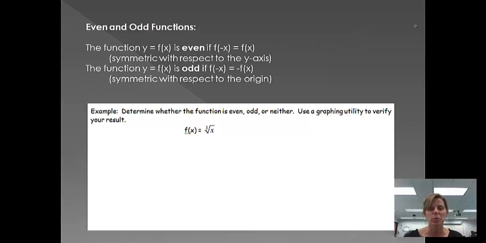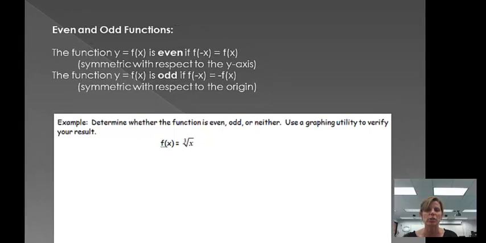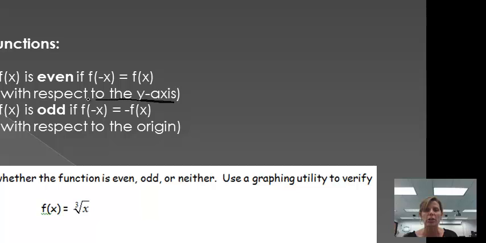Even and odd functions, we actually have been dealing with even and odd functions earlier in this chapter when we've dealt with whether a function is symmetric with the x-axis or the y-axis or the origin. If a function is even, you'll notice we have f of negative x is equal to f of x. It's symmetric with respect to the y-axis. So we've already done this. So now if we see that, we'll just call it an even function. If a function is symmetric with respect to the origin, we can now call it an odd function.